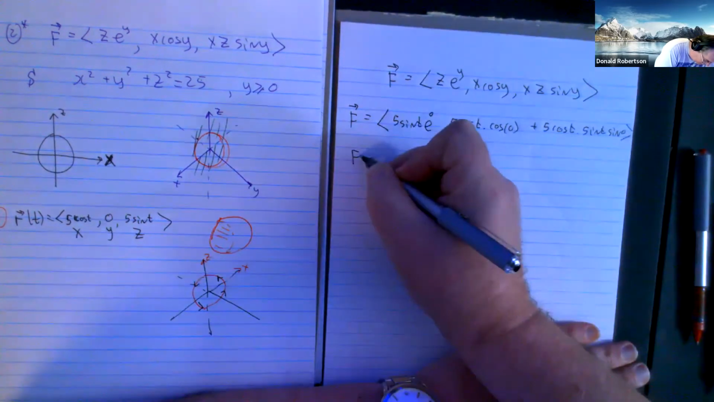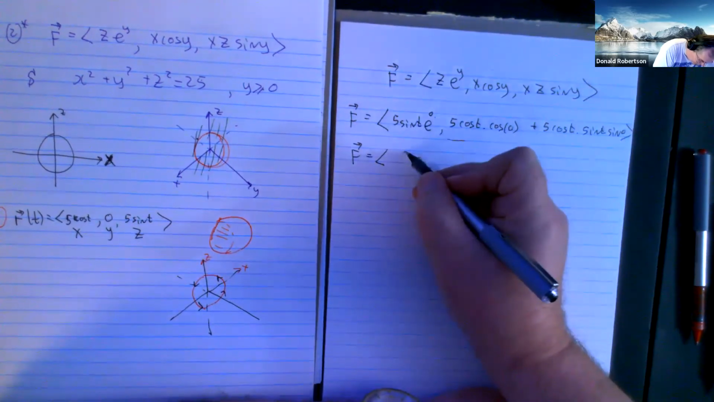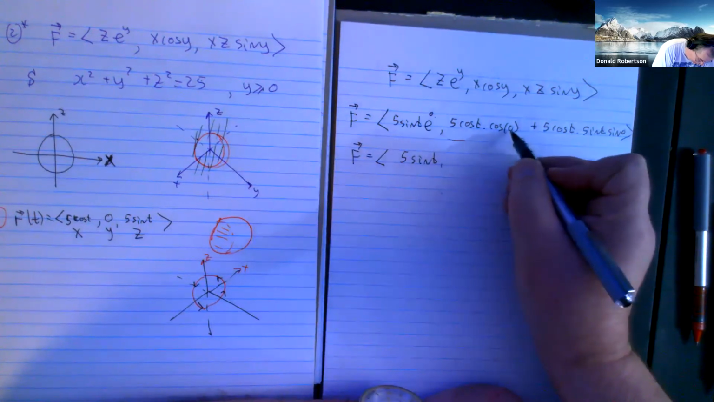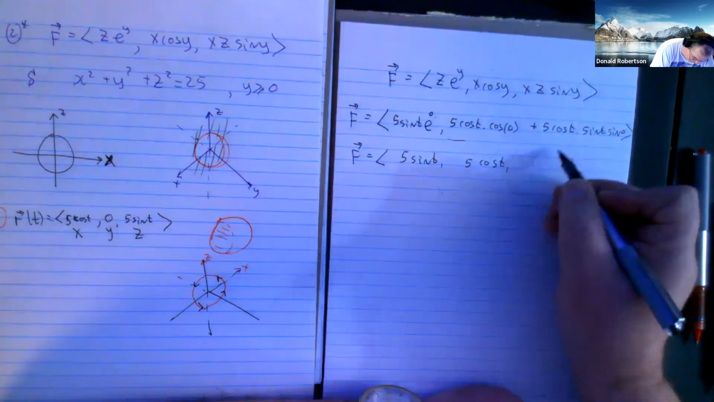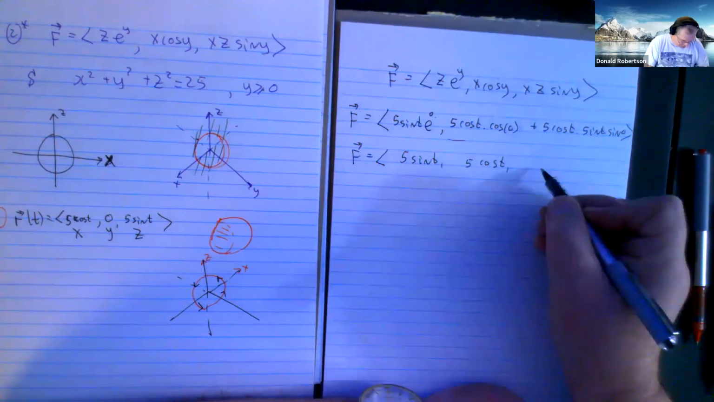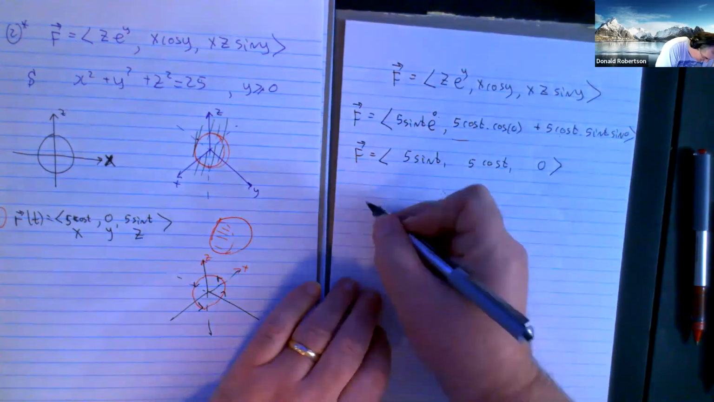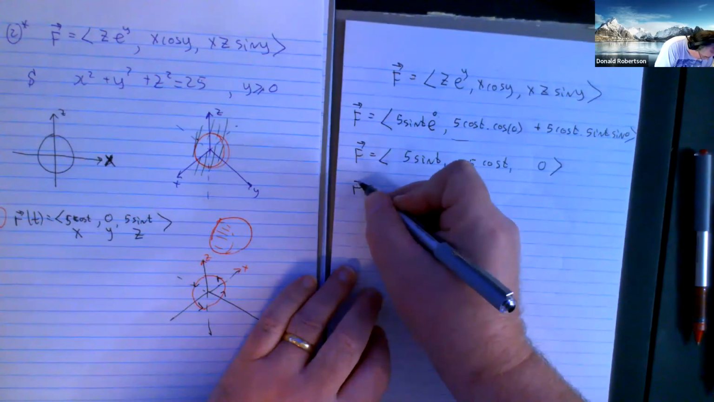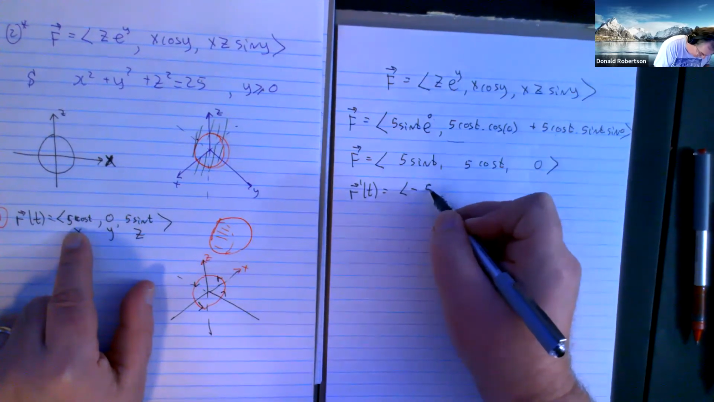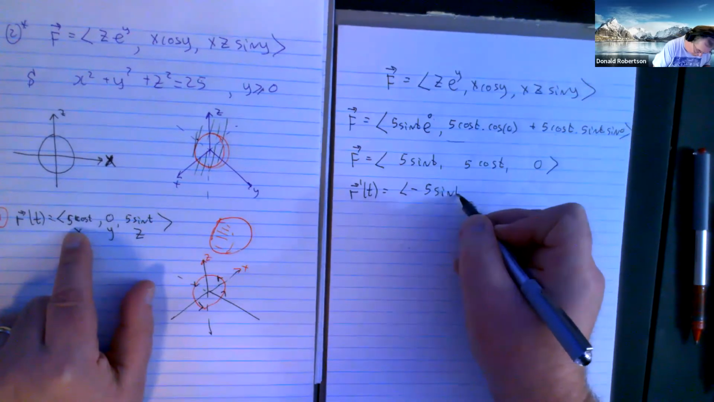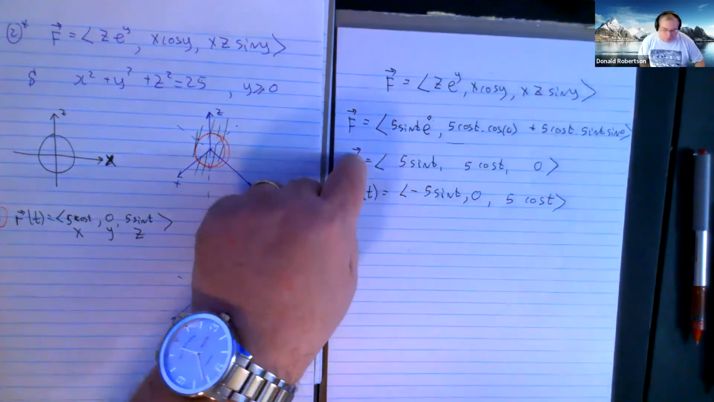Let's see if I can simplify that down. E to the 0 is 1, so that becomes 5 sine t. Cosine of 0 is 1, so that becomes 5 cosine t. And that times nothing just gets me nothing. So here is my F. My derivative guy is going to be negative 5 sine t, 0, 5 cosine t. So, ready, go.